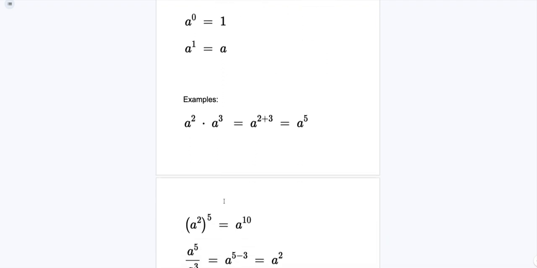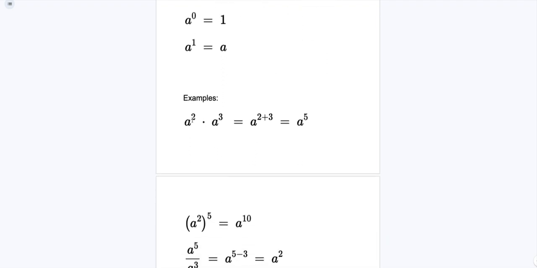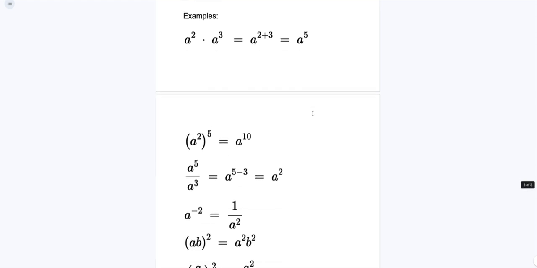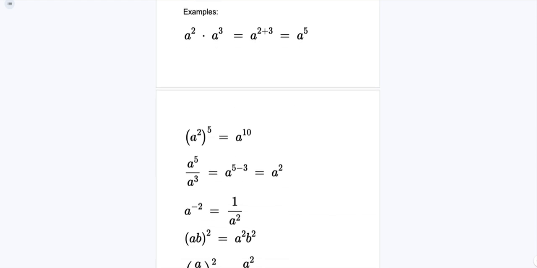Let's go through the examples. So this is the same base multiplied. What we do, we add the powers. So 2 plus 3, that would be a to the power 5. We have this a to the power 2, and then this whole content has a power of 5, then we multiply these two, so that would be a to the power 10.